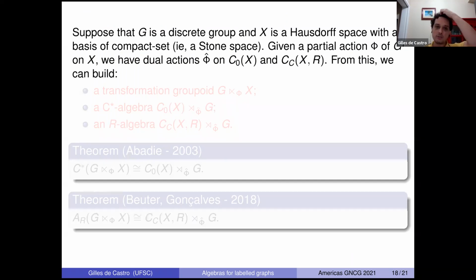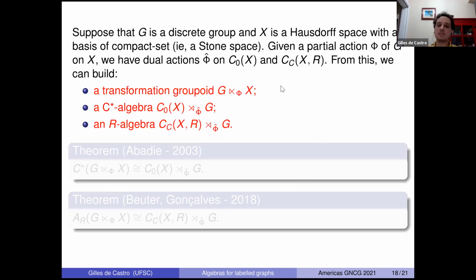If you have a partial action of a discrete group on a Hausdorff space with a base of compact open sets, because we want to work both in the C*-algebra and the purely algebraic setting, we can define the dual partial action both on the C*-algebra C0 of X, and on the ring of locally constant functions. And from the topological partial action, we have the transformation groupoid. For the C*-algebraic partial action, we have the C*-algebra crossed product. And for the algebraic partial action, we have the algebraic partial crossed product.